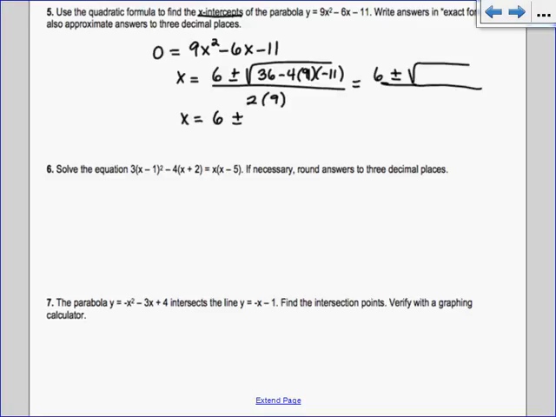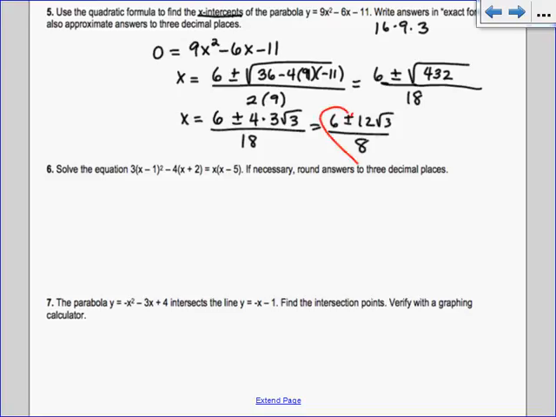I need my calculator. So 432 again. So what goes into 432? Okay, it breaks into 16 times 27. So let's do 16 times 9 times 3. What's the square root of 16? 4. So I'm going to have 4. What's the square root of 9? 3. And then I still have a root 3. So I'm going to have 6 plus or minus 12 root 3 all over 8.